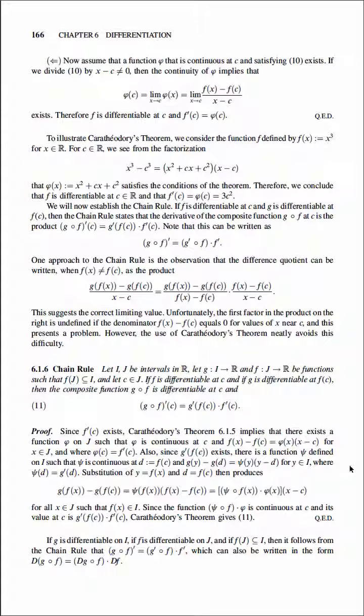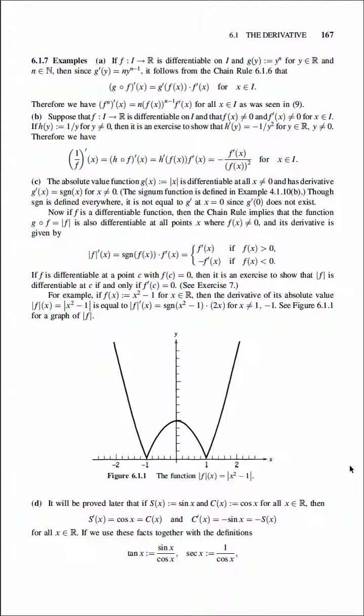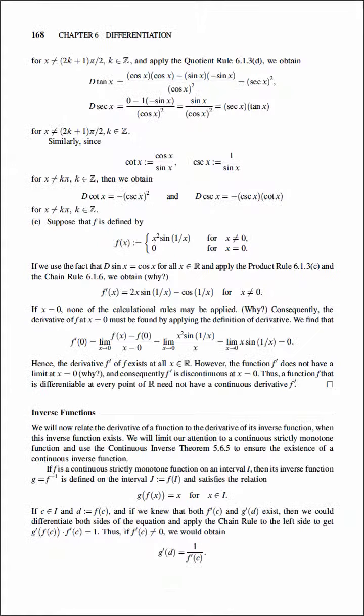Moving forward from there, we have some examples in 6.1.7. That's fun stuff. You probably don't have to pay too much attention to example D with the sines and cosines, but this is stuff that you know. Certainly these are examples that you can handle.